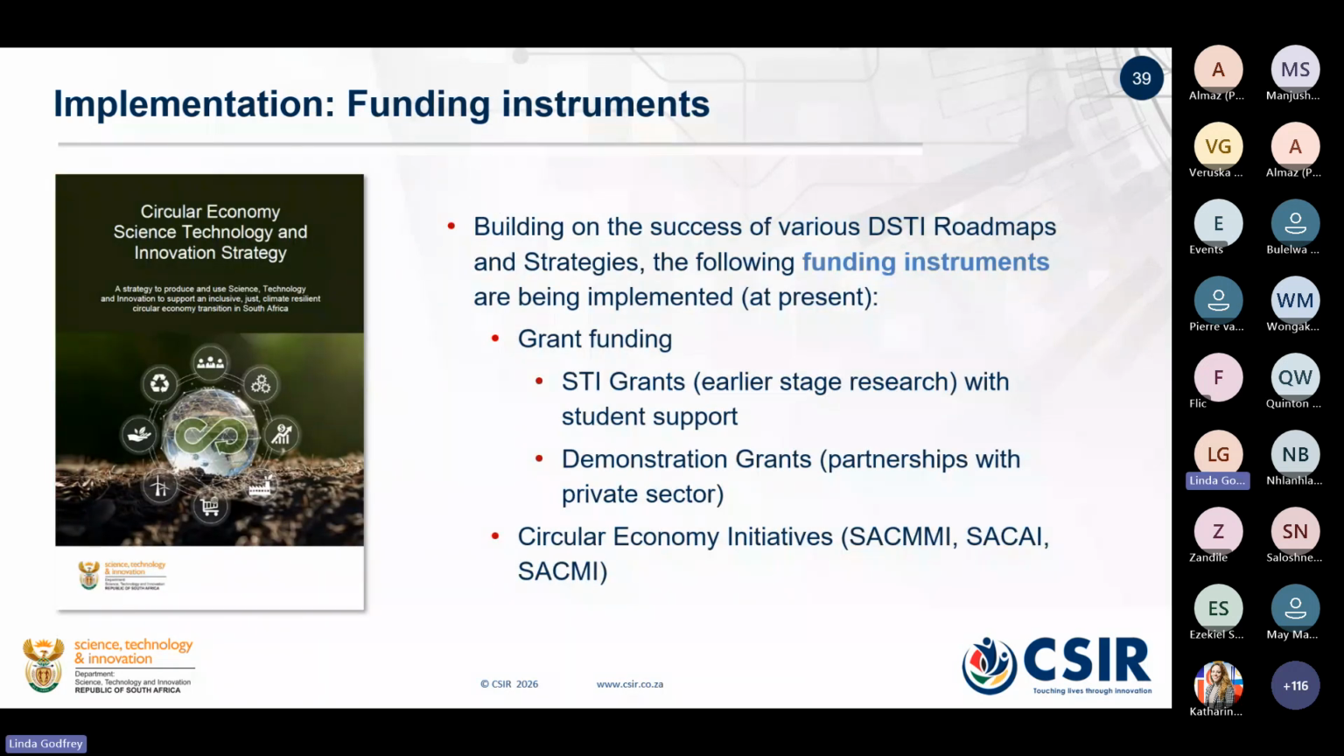So building on the success of the various roadmaps that have been implemented, the following funding streams are now currently being implemented. They were given effect last year in 2025. The grant funding instruments that we are continuing with: there's the earlier stage research grant, which is our STI grant, which includes student support. So we will continue to support undergraduate, postgraduate students working on these grant projects. And then really importantly, this one that I mentioned around business support is the demonstration grant. The intention of this grant is to bring our universities and science councils closer to business and industry, to help business and industry to de-risk, to scale, and to adopt circular practices through this partnership.